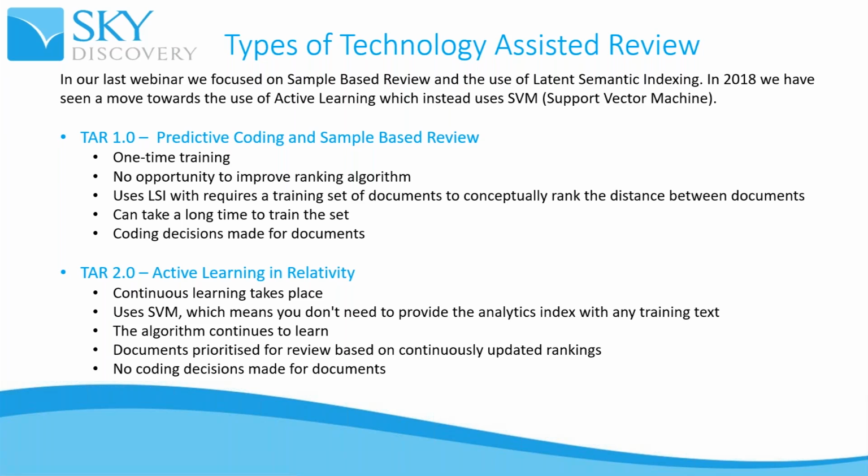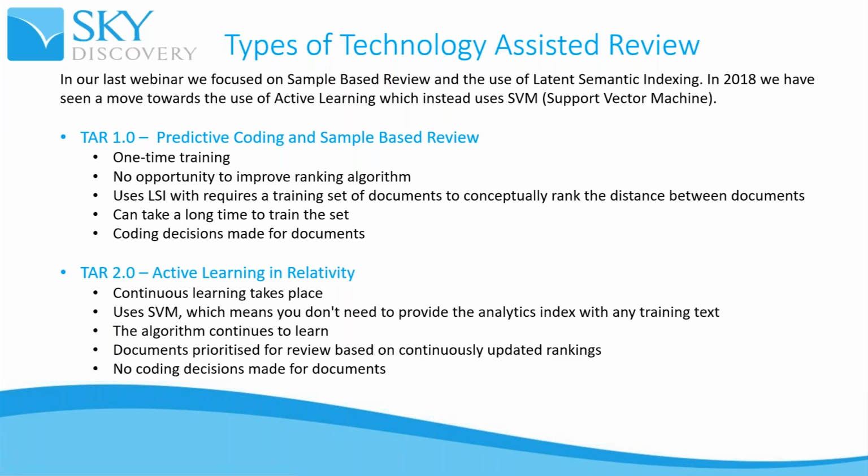So TAR 1.0, predictive coding and sample-based review, as we mentioned, was a one-time training model. Reviewers were required to provide example documents, and they were also required to code training sets of documents. This could have been quite time-consuming, and the documents were then conceptually ranked by the distance between them. Basically, what that could mean is that if an incorrect coding decision was made, there is a potential that this would have an impact on other documents within the set as well. And there was no opportunity to improve the ranking algorithm. So it wasn't what we refer to as a continuous learning method. There was one-time training only.